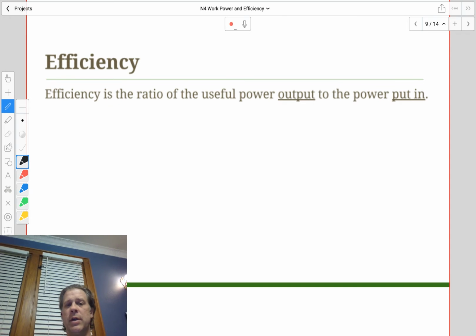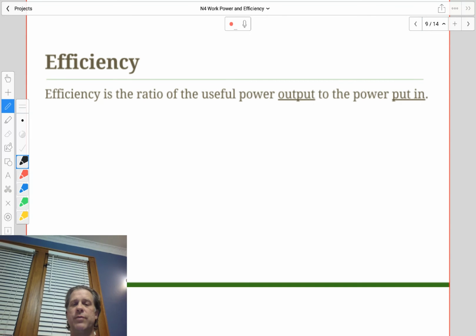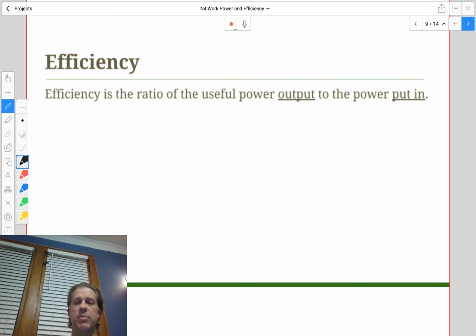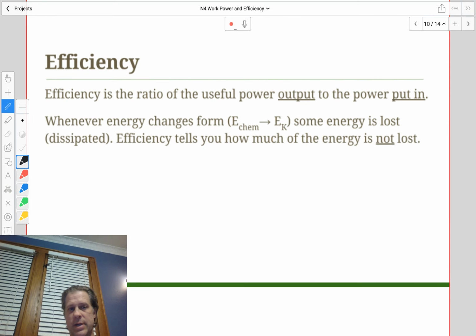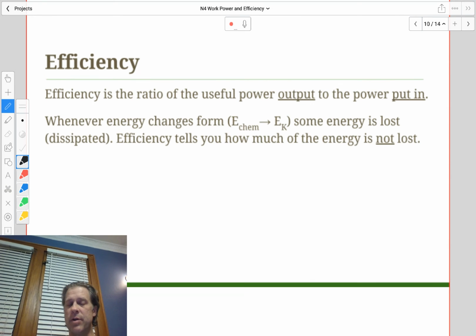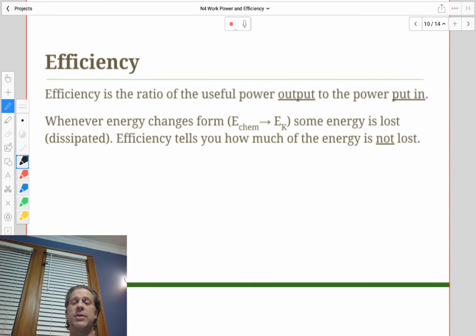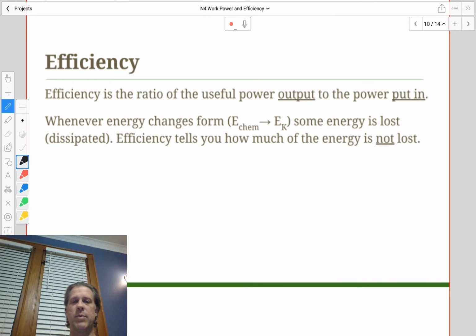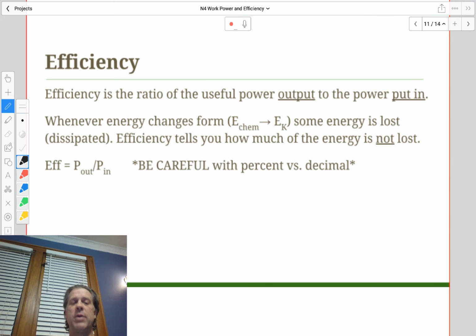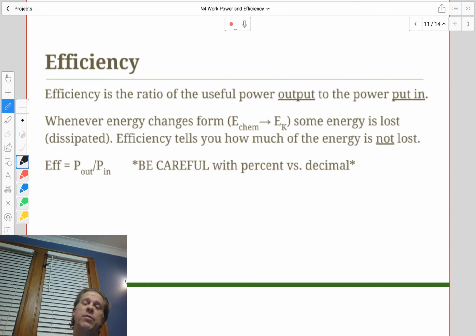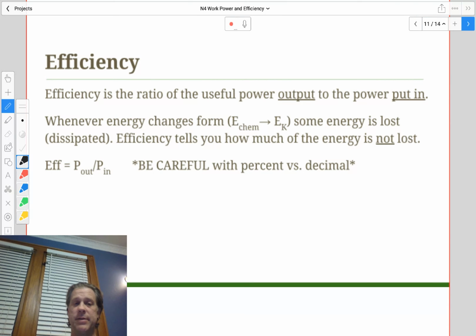Now, efficiency is the ratio of the useful power output to the power that was actually put in. So how much power we get out of the system versus how much power we put in. So it has to do with work and time as well. Whenever energy changes from chemical energy to kinetic energy, some energy is lost or dissipated. Efficiency tells us how much of that energy is not lost. That is, how much of that energy was actually used to do the task that we wanted it to do. So the formula for efficiency is power out divided by power in. And we have to be careful with percents versus decimals. We'll talk about that in a second.